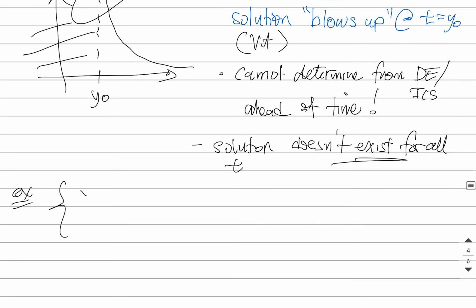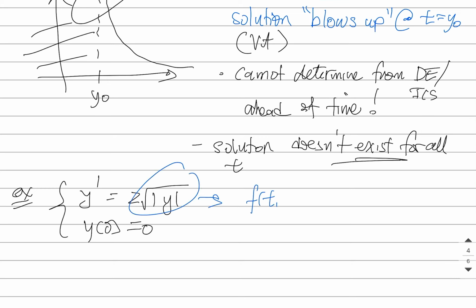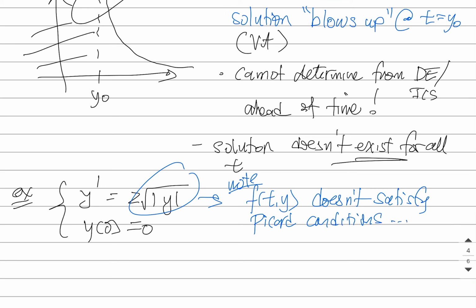Now, other nonlinear equations can do other strange things. So for example, let's take this one. This is nonlinear because we have a square root and an absolute value. So this is our function. And we should note this function doesn't satisfy the conditions of Picard. So that means we shouldn't expect the theorem to hold. So we can't really read into what the theorem is going to tell us here.